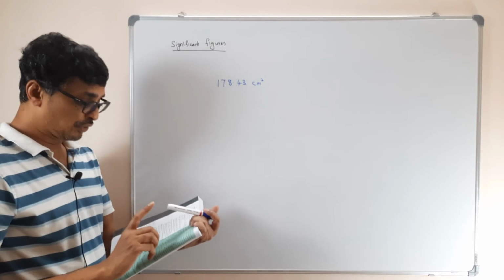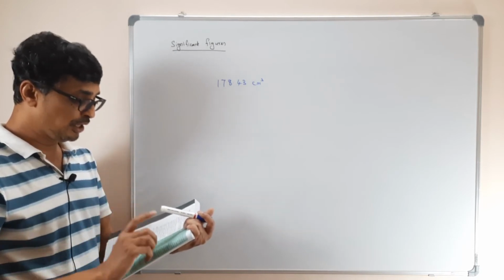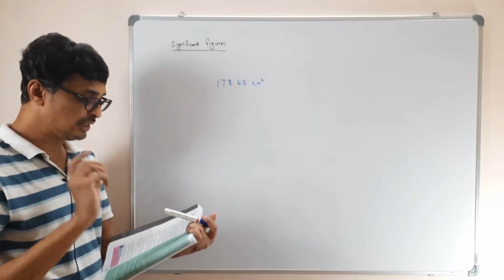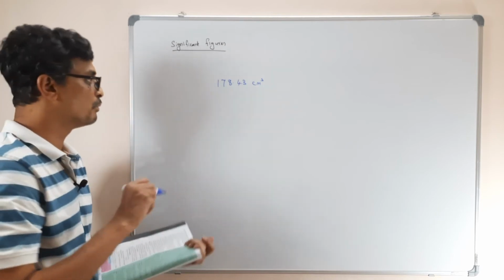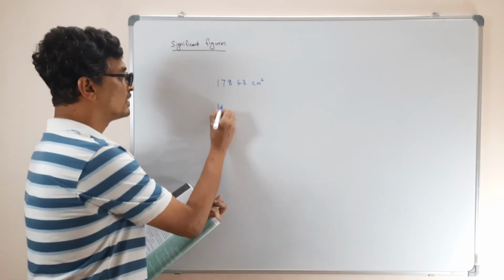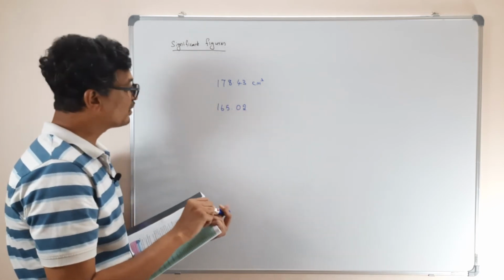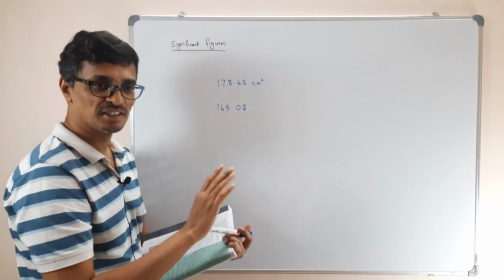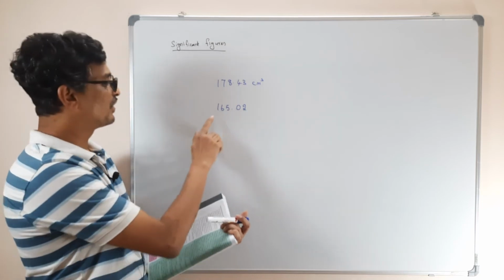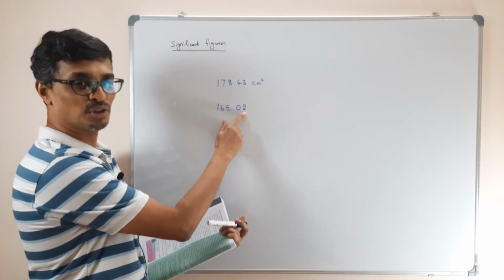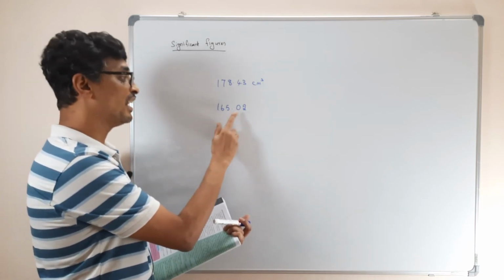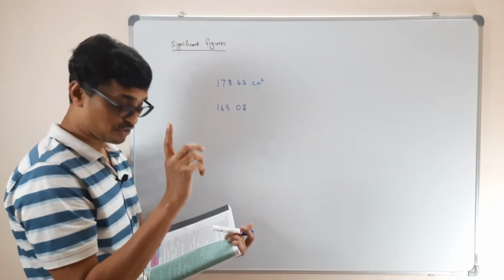Second point: all the zeros between two non-zero digits are significant. Example: 165.02. Now you can't throw away the zero. It is not like a leading zero, which is not significant. So your significant digits are 16502. They are also significant.